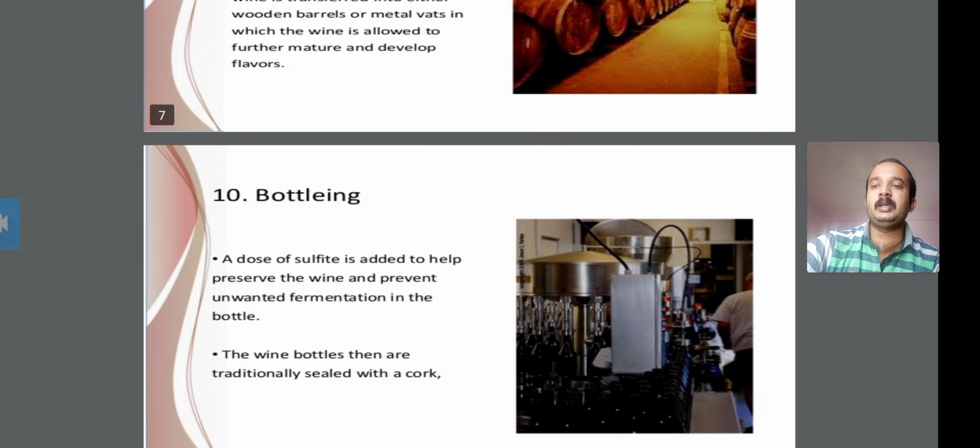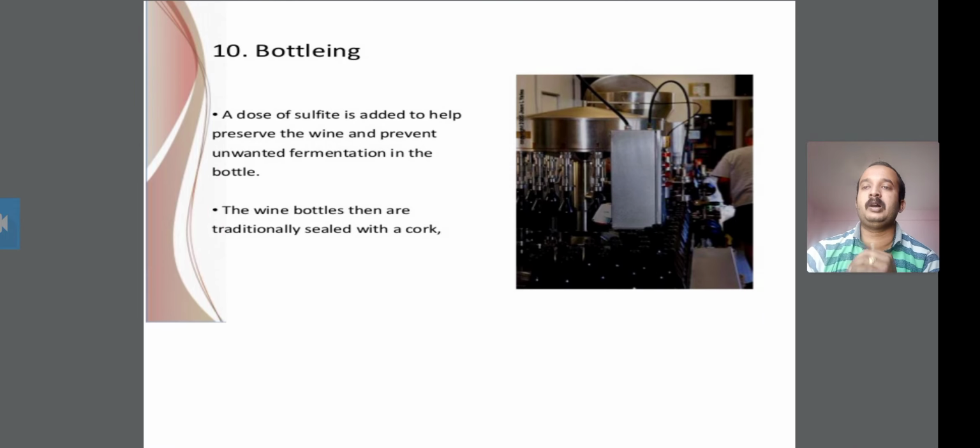After the aging, the last step is bottling. A dose of sulfide is added to help preserve the wine and prevent unwanted fermentation in the bottle. After the aging process, you have to add a dose of sulfide to help preserve the wine and prevent unwanted fermentation in the bottle.